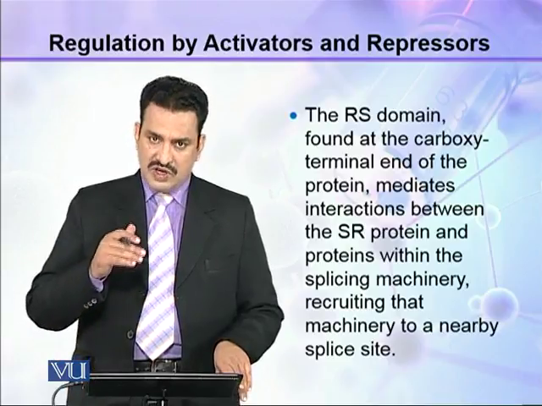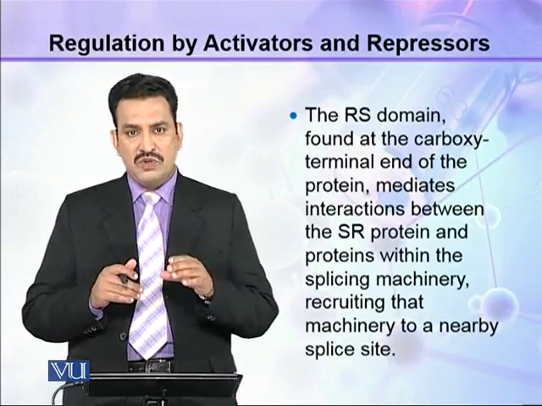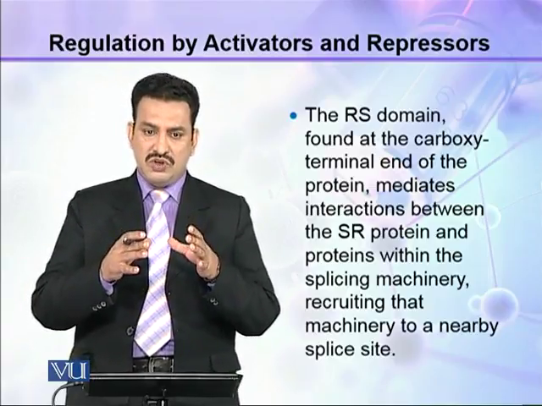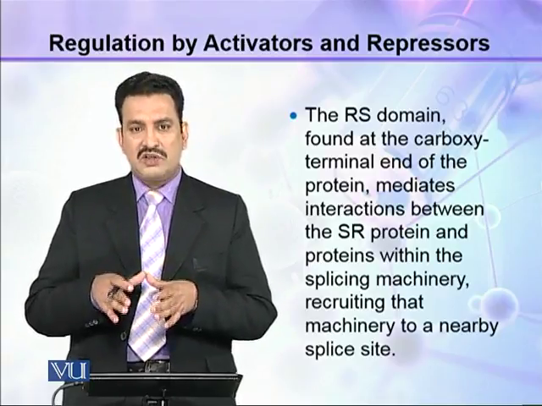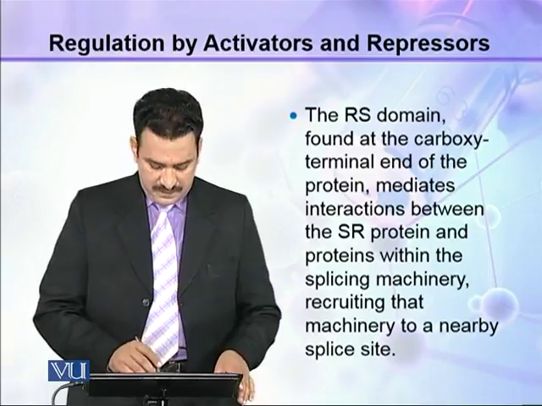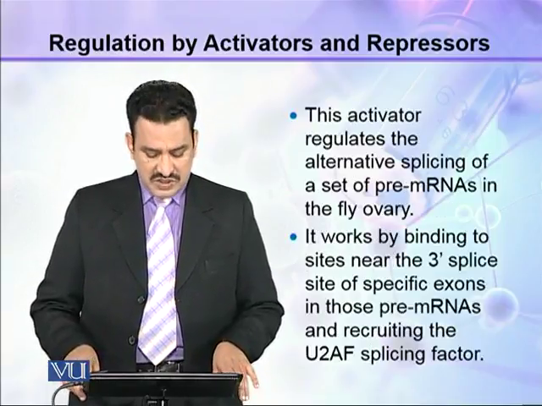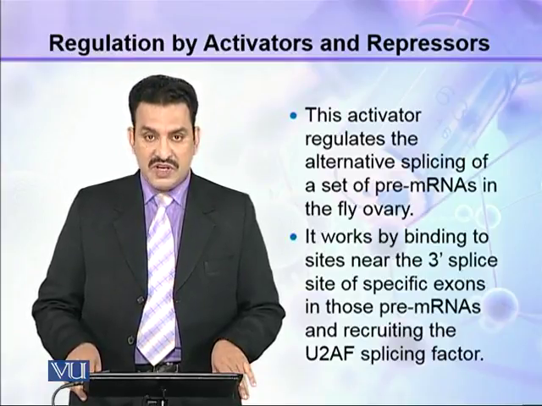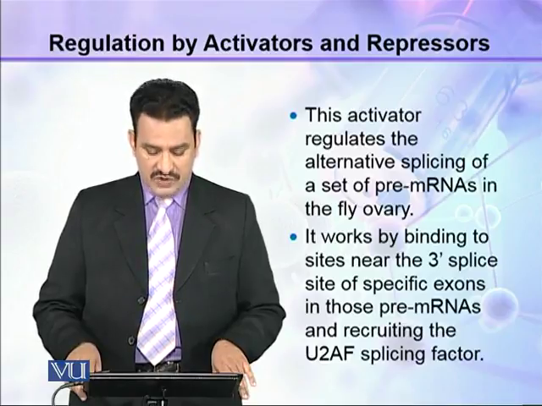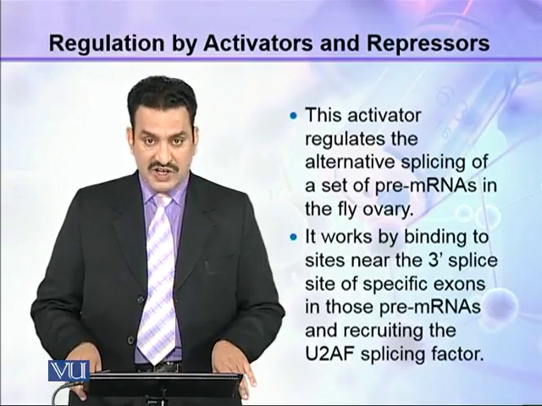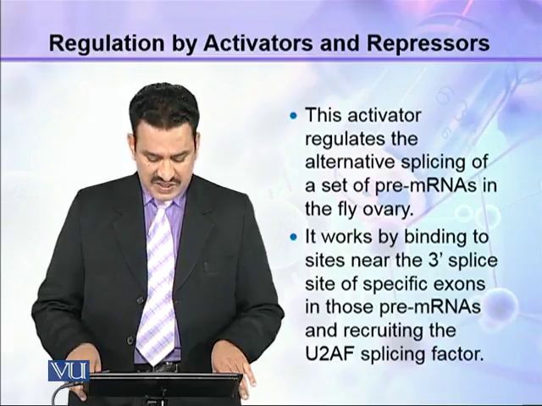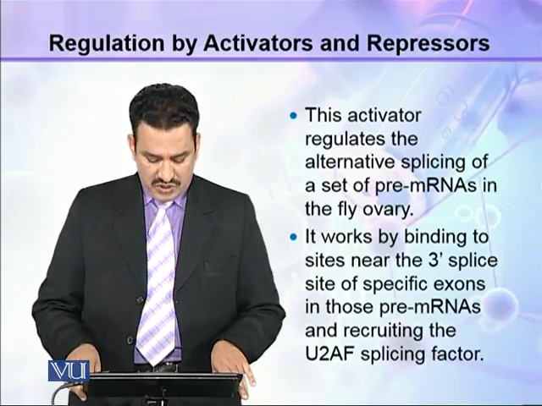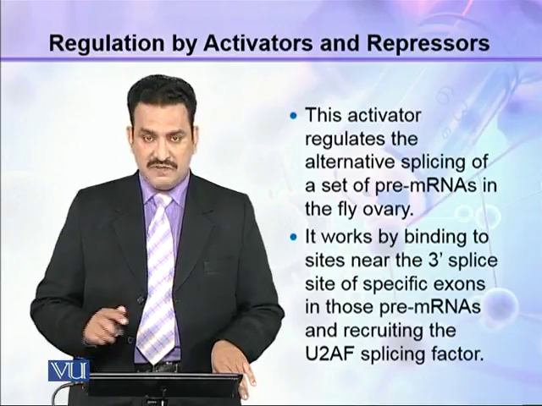So this RS domain interacts with the proteins inside the spliceosome, and in this way it recruits the spliceosome machinery to a particular place or makes it bind there. This activator regulates the alternative splicing of a set of pre-mRNAs in the fly ovary. It works by binding to sites near the 3' splice site of specific exons in those pre-mRNAs and recruiting the U2AF splicing factor.